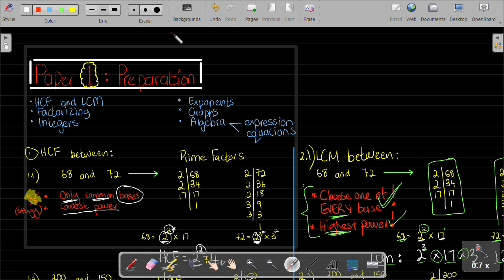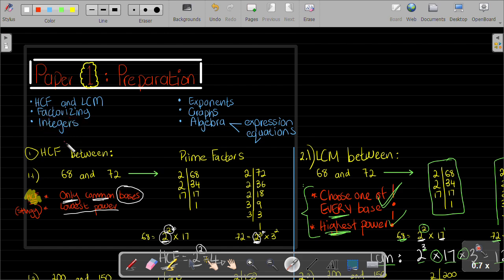This is the video that we are continuing regarding paper one preparation, or revision, whatever you want to call it. In today's lesson, we are not doing highest common factor and LCM, which we did in another video. You can go have a look at that. Today, we're going to be doing the integers. There are other videos that will cover the other topics. Just go have a look in the playlist on the YouTube channel.